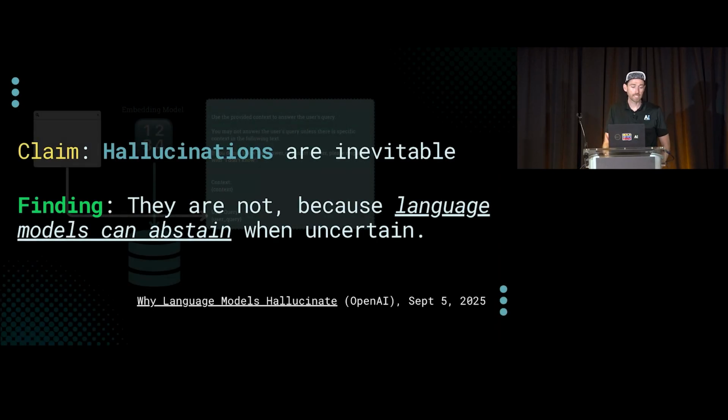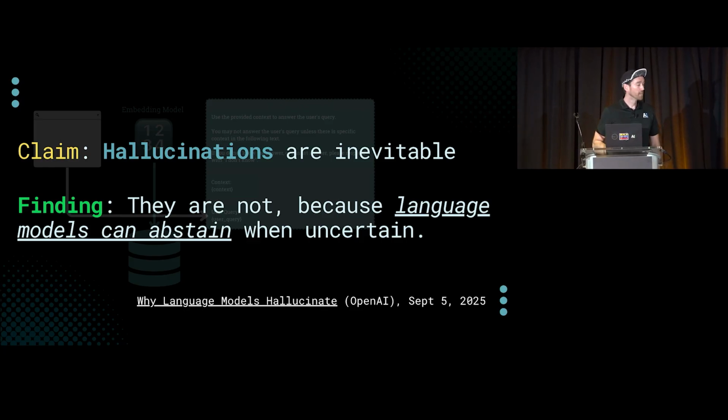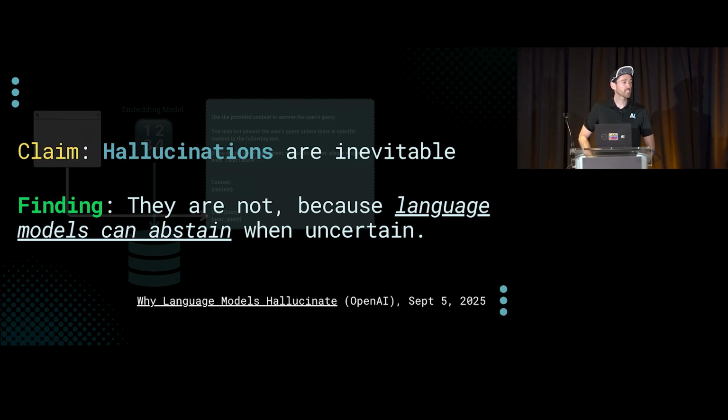Fun fact, from their recent findings on what we learned about hallucinations: apparently, they're not inevitable because we can train our systems to say, nope, not answering that. And maybe we should. Maybe we should do that. But that's really the only way you can avoid this problem for good, period.